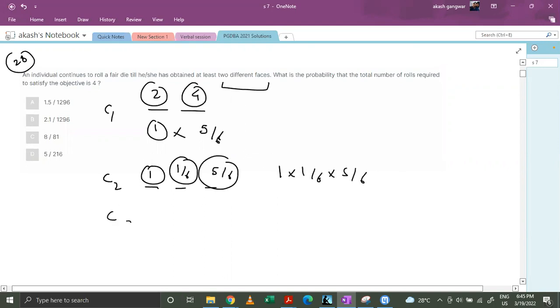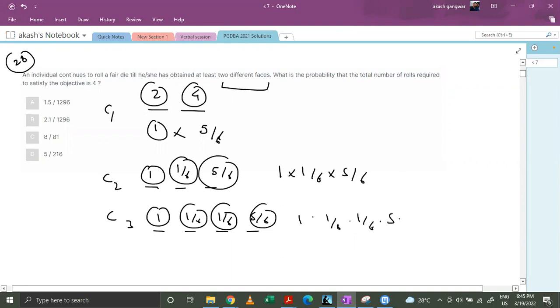In case 3, let's say we have 4 throws. So probability here should be 1, here it should be 1 by 6, here it should be 1 by 6, here it should be 5 by 6. So it will be 1 × 1/6 × 1/6 × 5/6. So you can see that it's forming a GP with a common ratio of 1 by 6. Now, our desirable case is this one, where he got 4 throws to get at least 2 different faces. So this will go into the numerator part.